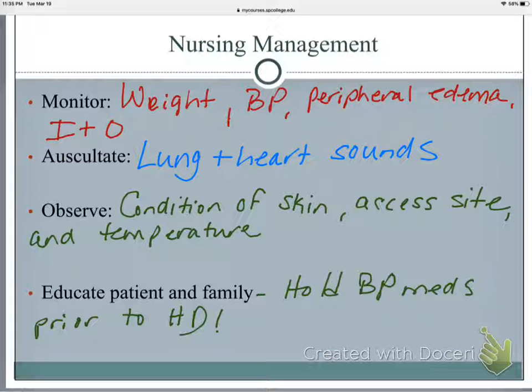That's why you do labs before dialysis, so you know what they are going in. And they don't always recheck them, but after they pull off the fluid, they may check them. But that's why during dialysis, because of the exchange, you want to have them on a heart monitor. And you're watching their skin, of course, their access site, temperature, vital signs.